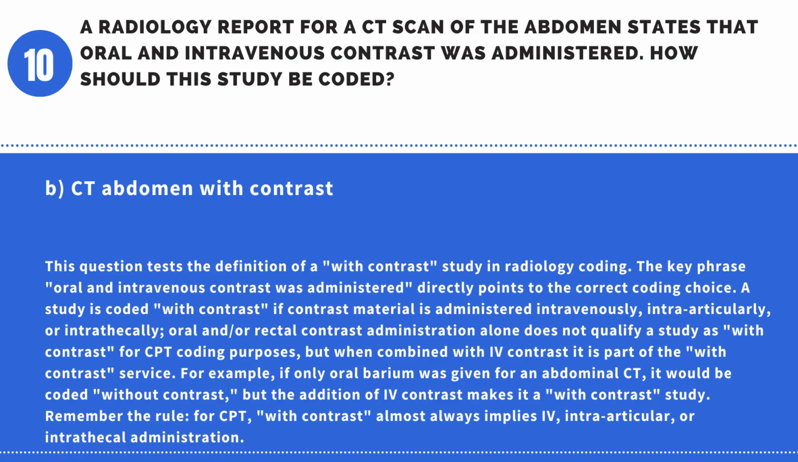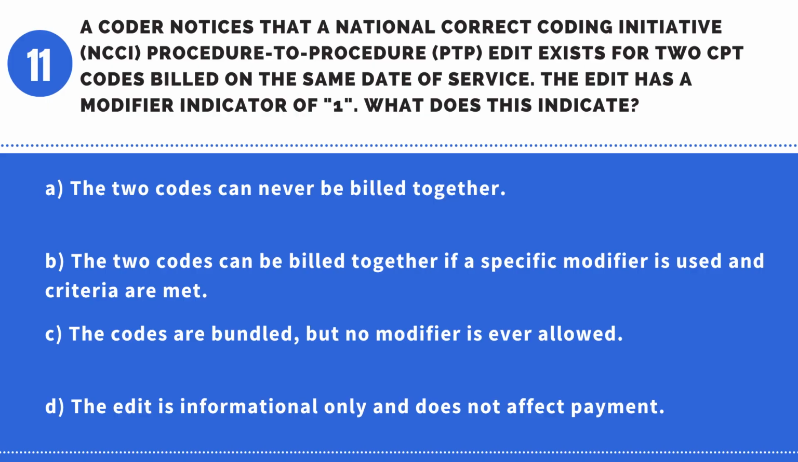For example, if only oral barium was given for an abdominal CT, it would be coded without contrast, but the addition of IV contrast makes it a with contrast study. Remember the rule: for CPT, with contrast almost always implies IV, intra-articular, or intrathecal administration. Question 11. A coder notices that a National Correct Coding Initiative, NCCI, Procedure to Procedure, PTP, edit exists for two CPT codes billed on the same date of service.